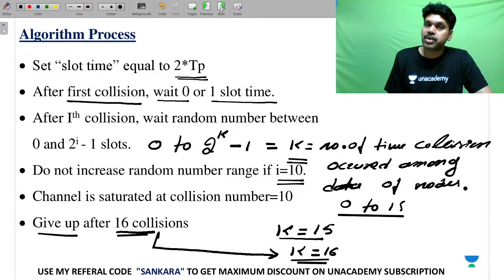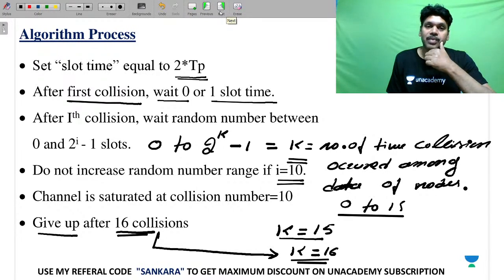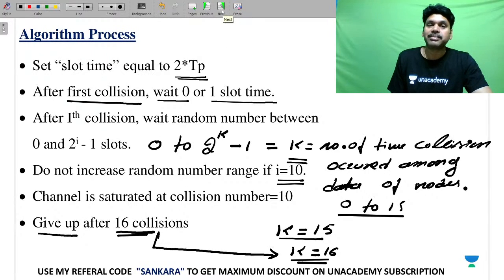So what is the algorithm process? So Rockstar07, what is your GATE rank? What is the rank you are expecting in 2021 GATE, my dear friend? Tell me. By listening to all these lectures and by taking admission into Unacademy, what rank are you expecting? That first you tell me.